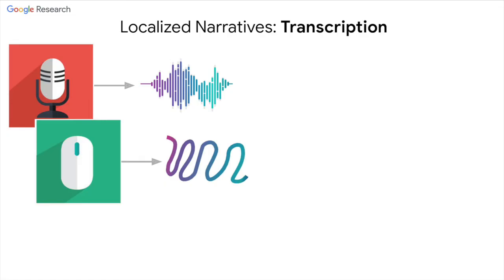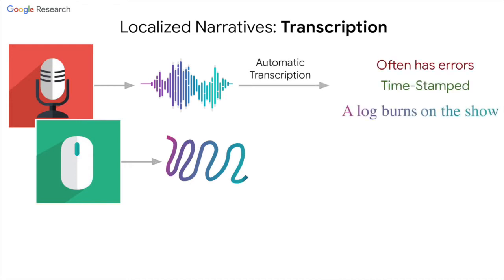So how did we derive the localized narrative you just saw from the annotator's input? The raw data itself is the recorded speech and the mouse trace over the image. They are both time synchronized, which we depict with a color gradient. But we want the textual caption. One way to get it is via an automatic speech recognition system. Imagine it outputs a log burns on the show. It is timestamped, so synchronized with the rest. Notice the color gradient, but the result often has errors.